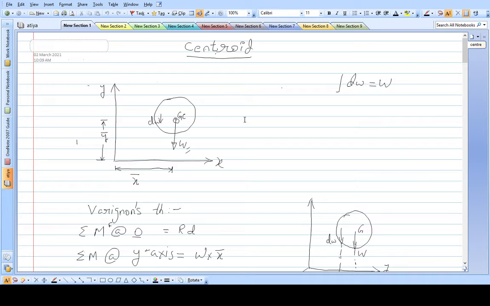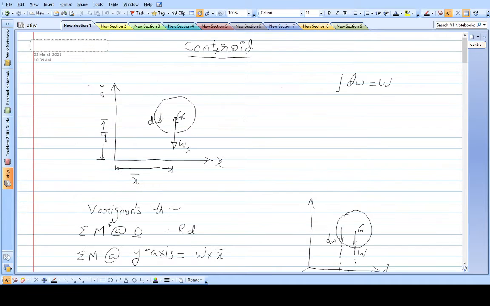The center through which the self weight of the object will act, locating that center with respect to the x and y axis, is the centroid. Okay, so x bar and y bar will give you the center of the object.